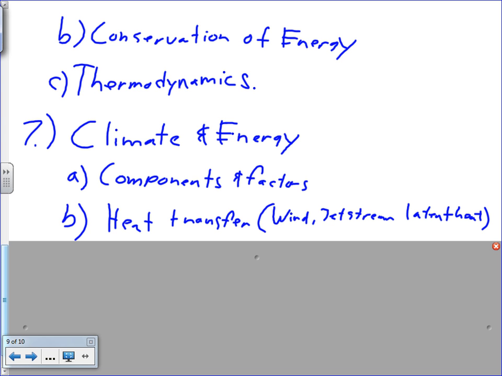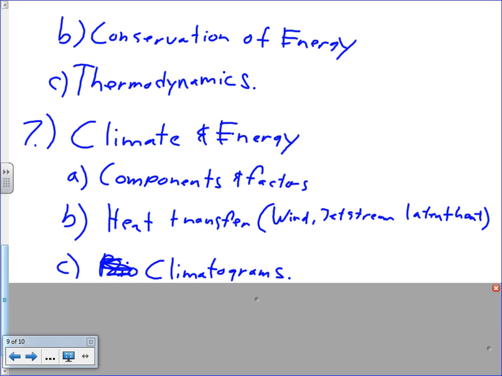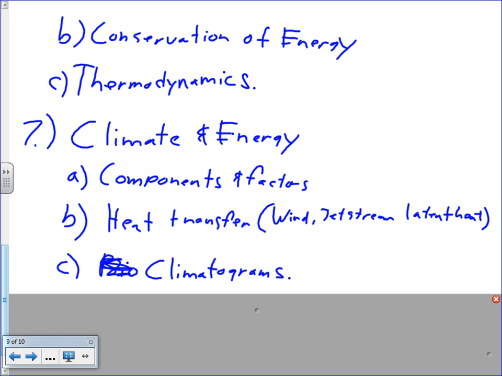Probably more of this components and factors and jet stream and stuff like that is going to be more multiple choice type stuff. We said the practical application stuff is in there. Climatograms, same thing you were expected to do on the unit exam. Here's a climatogram. What biome does it fit with? That could be multiple choice. It could be written response.